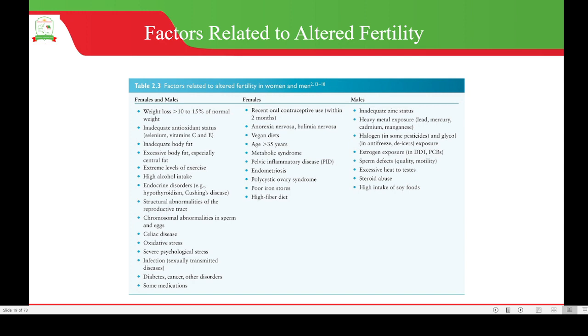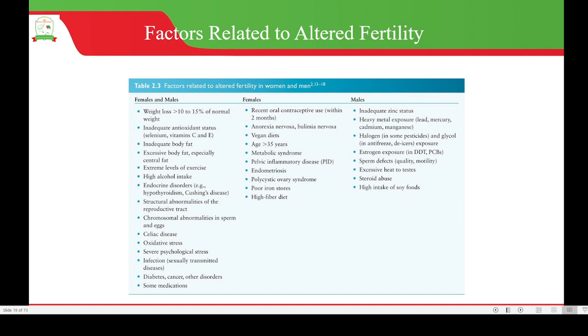So the factors that affect both men and women include weight loss of over 10 to 15% of the normal weight, inadequate antioxidant status, for example, selenium, vitamin C, and vitamin E. Lack of these antioxidants will increase oxidative stress that cannot be controlled due to the absence of these antioxidants. And the oxidative stress leads to damage of the cell's DNA and hence reducing fertility.